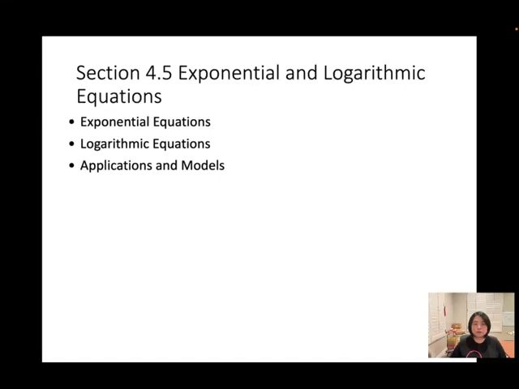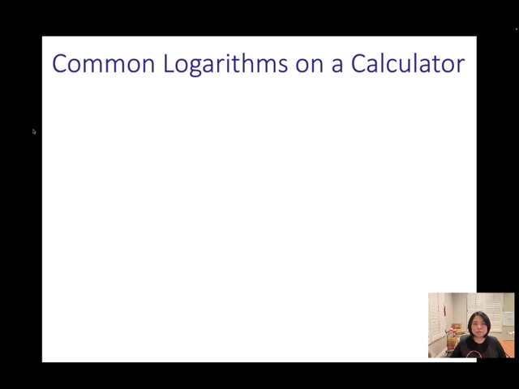Section 4.5, Exponential and logarithm equations. Common log on a calculator. You guys need a scientific calculator, okay? Scientific, not the graphic calculator for this class. And you need to know how to use your calculator to find the log.